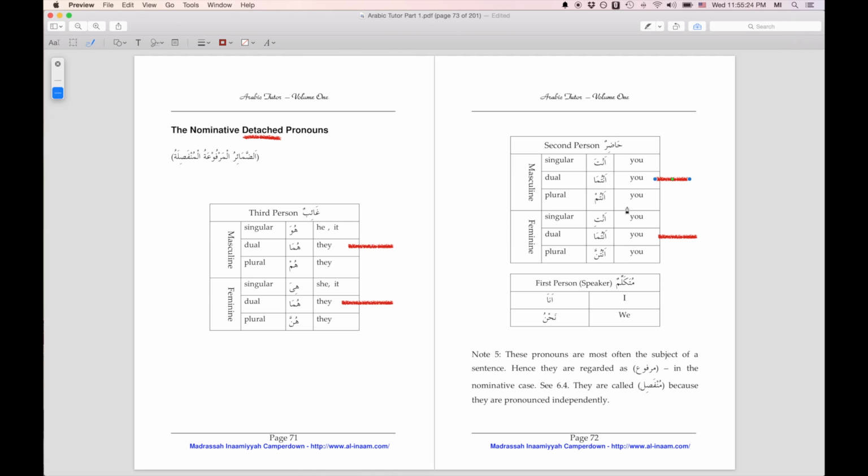It doesn't matter what their ending is, because they're not changing. Anta is not going to change. Anti is not going to change. Huwa is not going to change. They're just not going to change. So because they come in the beginning, they are by default in the marfu status, nominative case. They are called munfasil because they are pronounced independently. Munfasil because they are detached, separate.